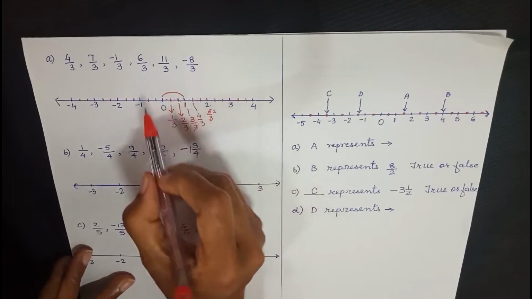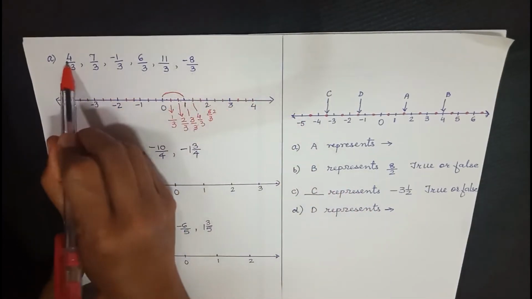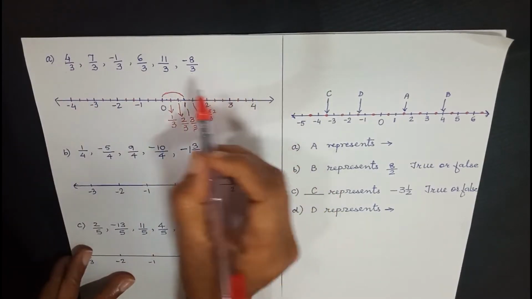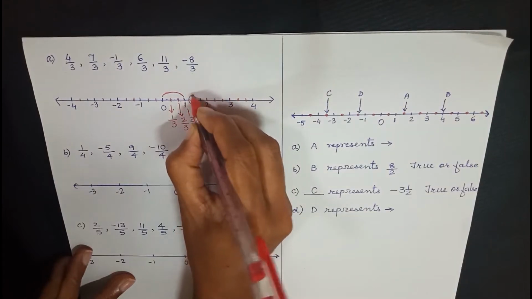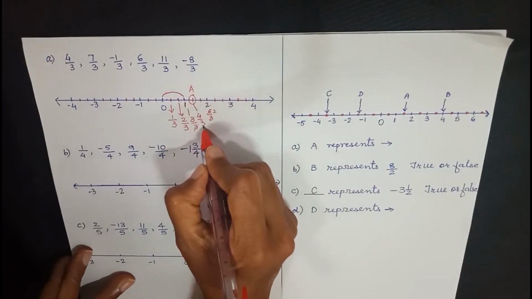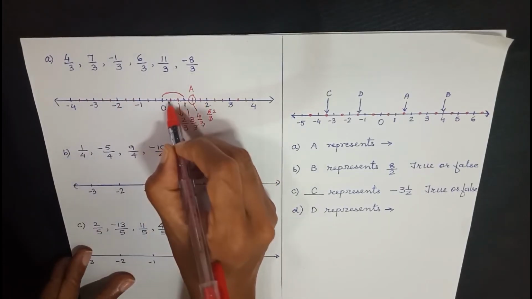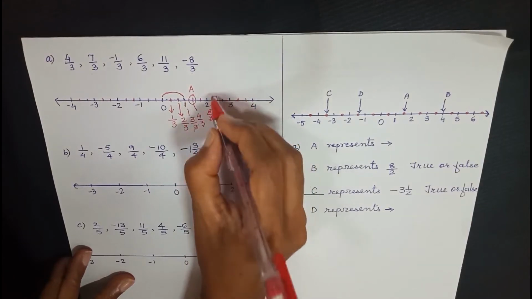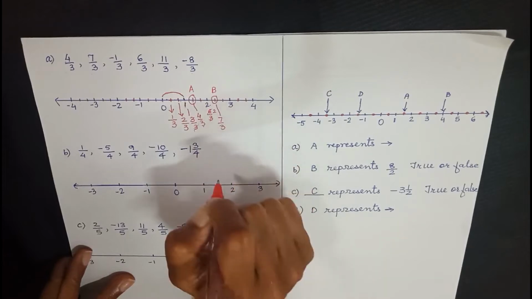So what you can do to represent this is just count the number of parts. So let us say, for example, the first number is 4 upon 3. So on the right hand side, positive number. So 1, 2, 3 and 4. So we got this point A, which will represent 4 upon 3. Similarly, 7 upon 3, again from 0, 1, 2, 3, 4, 5, 6 and 7. So you can see this point B will represent 7 upon 3.